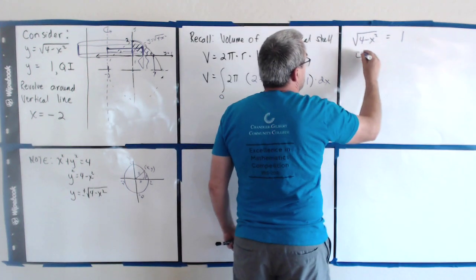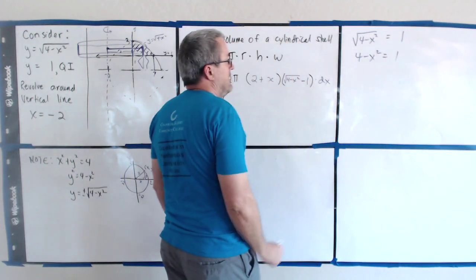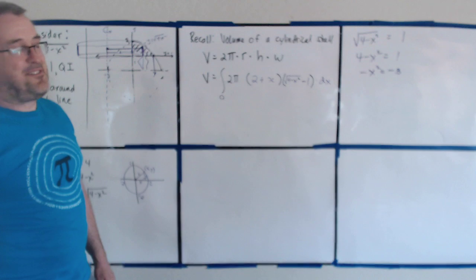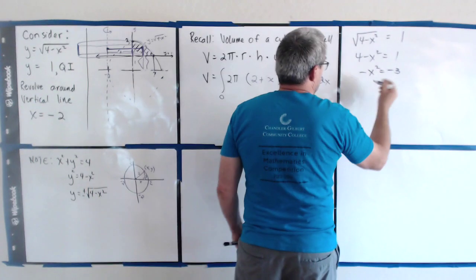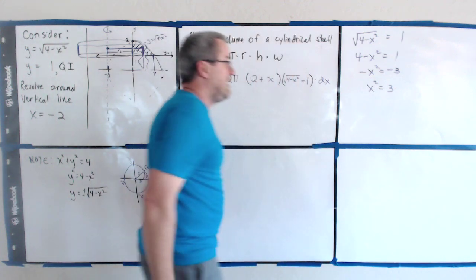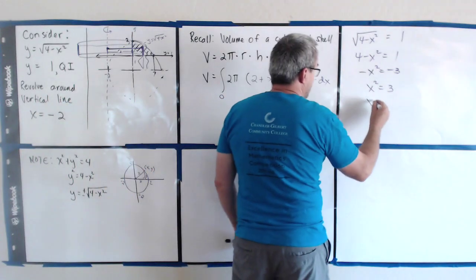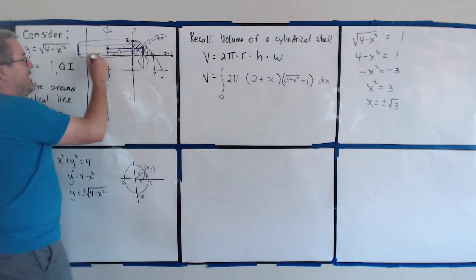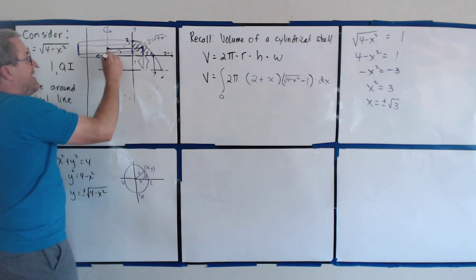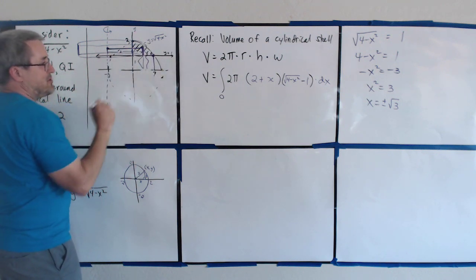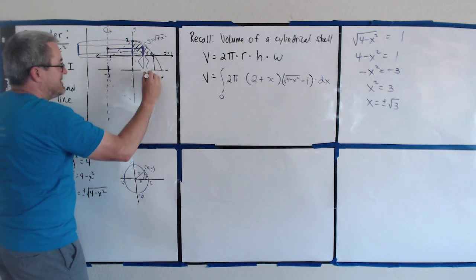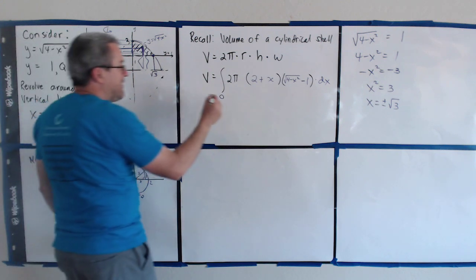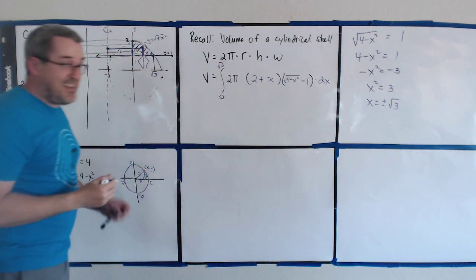So let's square both sides. Let's subtract 4 from both sides. Be careful there, subtracting 4. 1 minus 4 is negative 3. Let's multiply both sides by negative 1. And let's take the square root of both sides. So this circle is going to intersect the line y equals 1 here and also over here at plus or minus the square root of 3. So clearly this is the positive square root of 3. This would be negative the square root of 3 on this side. And so we're going to integrate from 0 to the square root of 3.